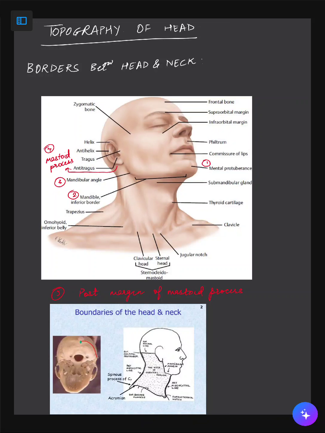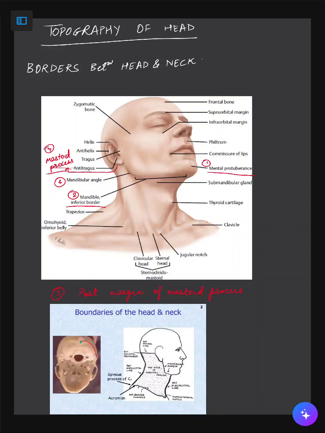If we draw a line from the following anatomical structures to separate the neck and head, which are these anatomical structures? First is the mental protuberance. Then the inferior margin and inferior angle of the mandible. Next is the mastoid process, which is behind the ear. Then the posterior margin of the mastoid process and the superior nuchal line.